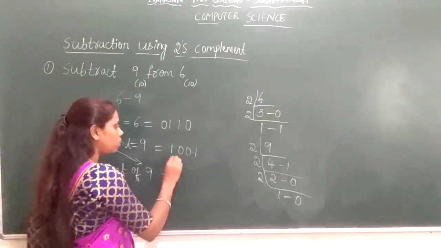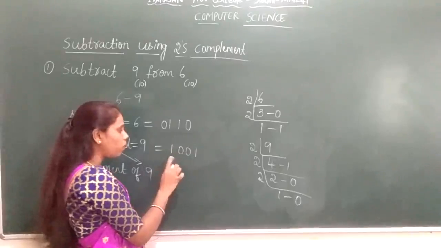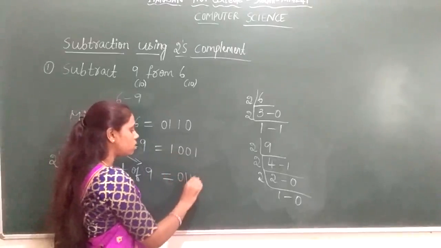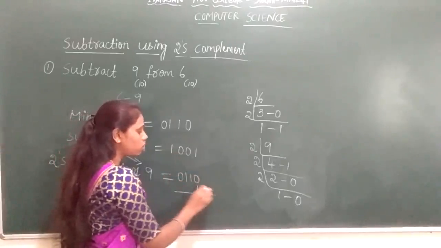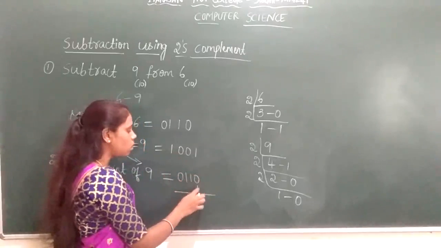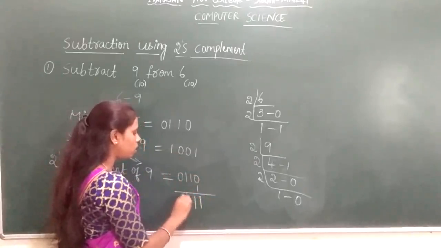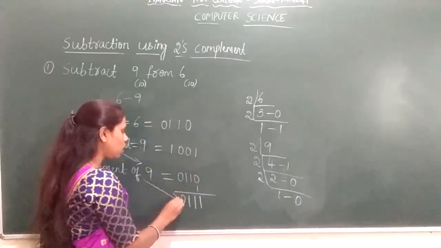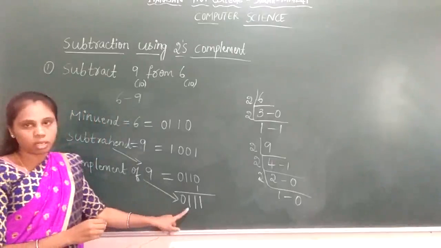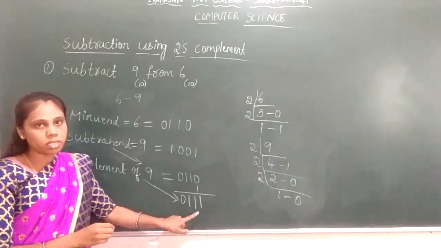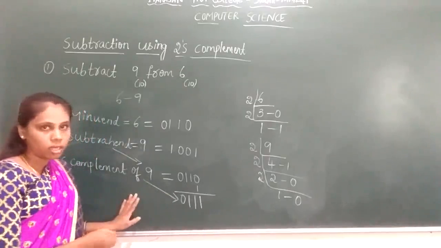Now I am taking the 1's complement, that is 0 1 1 0. Now I am adding 1 to this bit, so 0 plus 1 is 1, giving 0 1 1 1. Now this is the 2's complement of 9. 0 1 1 1 is the 2's complement of 9.